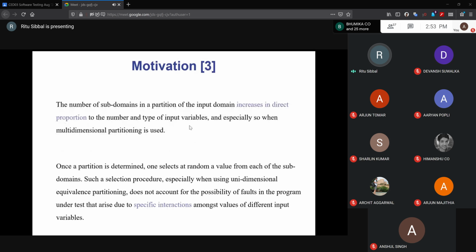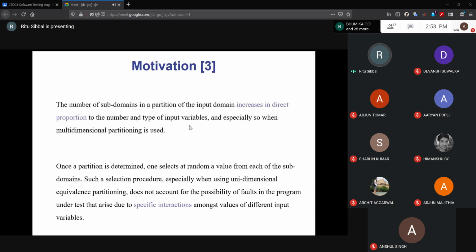So if you are doing a single partitioning, basically अगर आपके inputs बहुत सारे हैं तो हो सकता है कि आपके number of partitions बहुत सारे हो जाएंगे. In case of multi-dimensional partitioning में क्या होता है कि अगर आपका input domain है और उसमें आप subdomains बना रहे हो तो that will also increase if the number of inputs increases. And we know what we do in equivalence partitioning. Once a partition is determined, we will randomly pick up a value from each of the subdomains in case of multi-dimensional partitioning, or in case of a single partitioning, we will just pick up a value from the single partition.